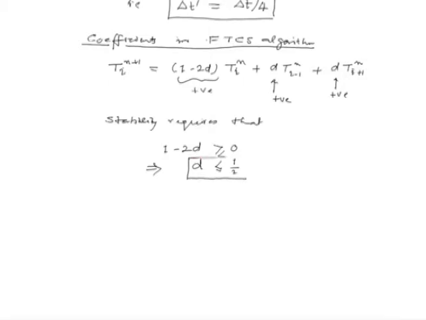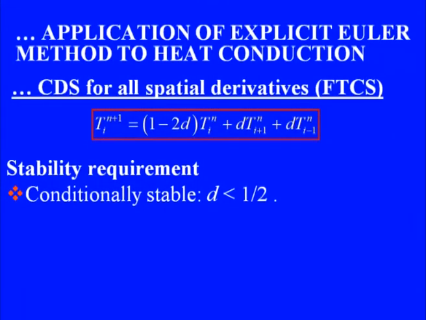So, whether we perform the von Neumann stability analysis or we impose the restriction that all the coefficients for all time values of the function should be positive, they lead us to the same stability condition. You can say for this FTCS algorithm applied to the heat conduction problem, the stability requirement is that the diffusion number d should be less than half.